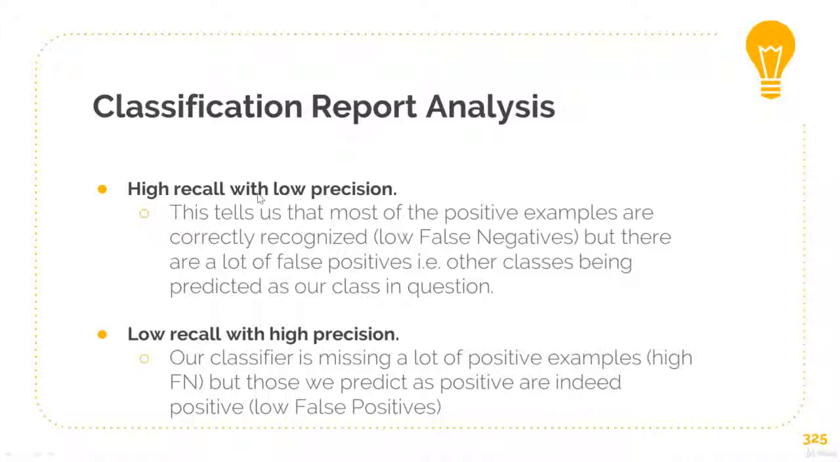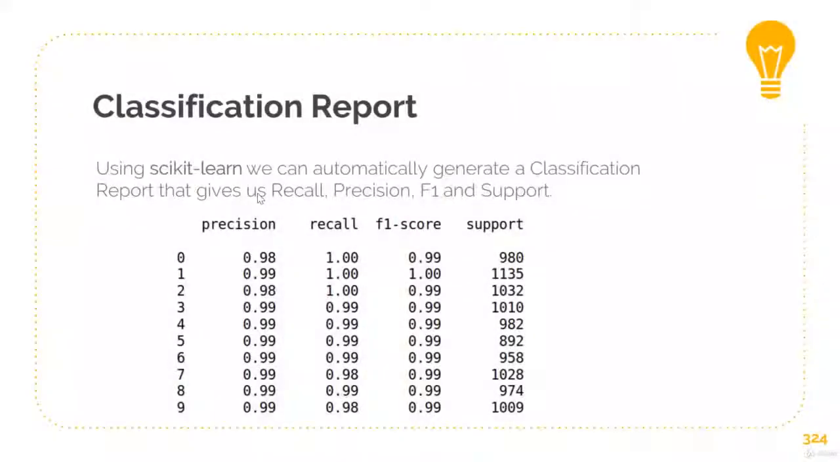Alternatively, we can have low recall with high precision. What does that mean? It means our classifier is missing a lot of the positive examples and has a high false negative rate, but those that we predict as positive are indeed positive, so low false positives. So we can use our classification report to gauge what's actually happening. In this example, everything looks pretty good, all right? But later on, you'll look at some examples where we generate these reports, and you can analyze and figure out which class our classifier is having trouble with.